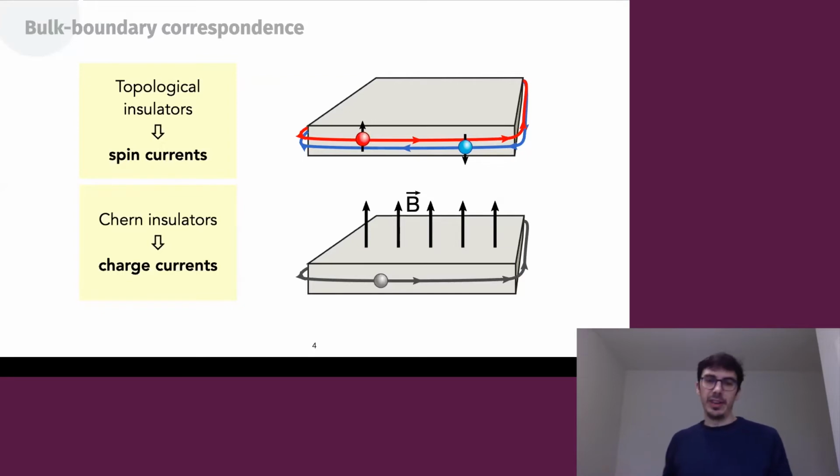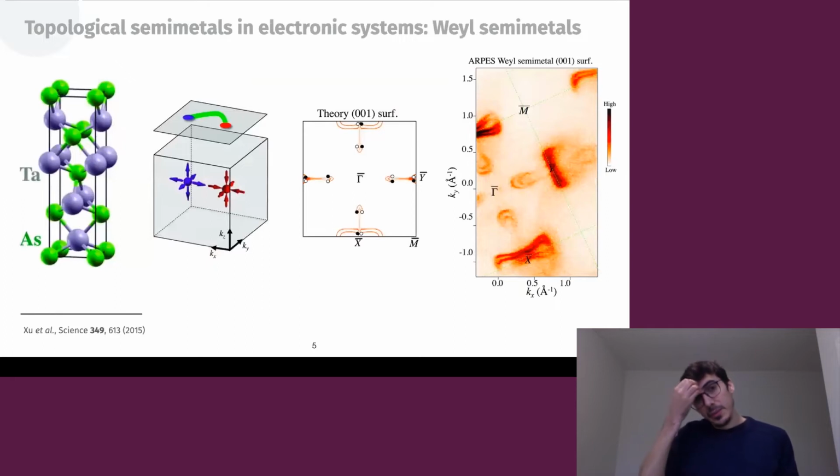And you could go on. So there are many other types of topological order. There's topological superconductors and semimetals, and they also have their own bulk boundary correspondences. So the specific type of topology I'll be most interested in today, because that's the most pervasive one in phonons, is what we call topological semimetals. So here I'm still talking about electrons, but we'll get to phonons in a moment.